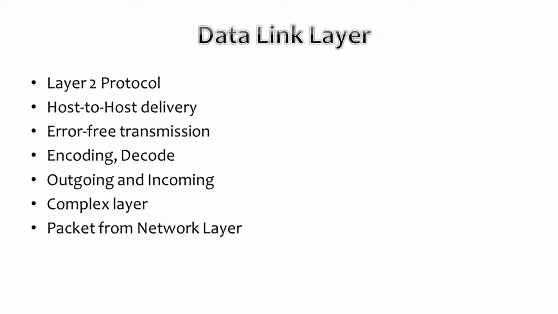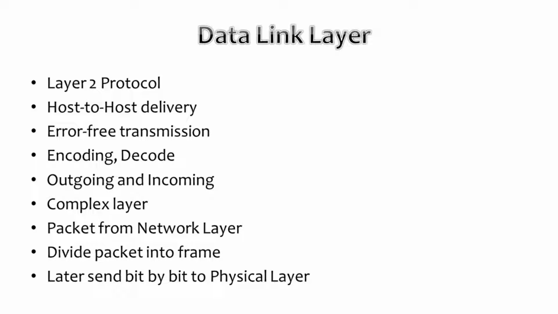The major task of the data link layer is that it receives the information in the form of packets from the network layer. It divides packets into frames and sends those frames bit by bit to the underlying physical layer.